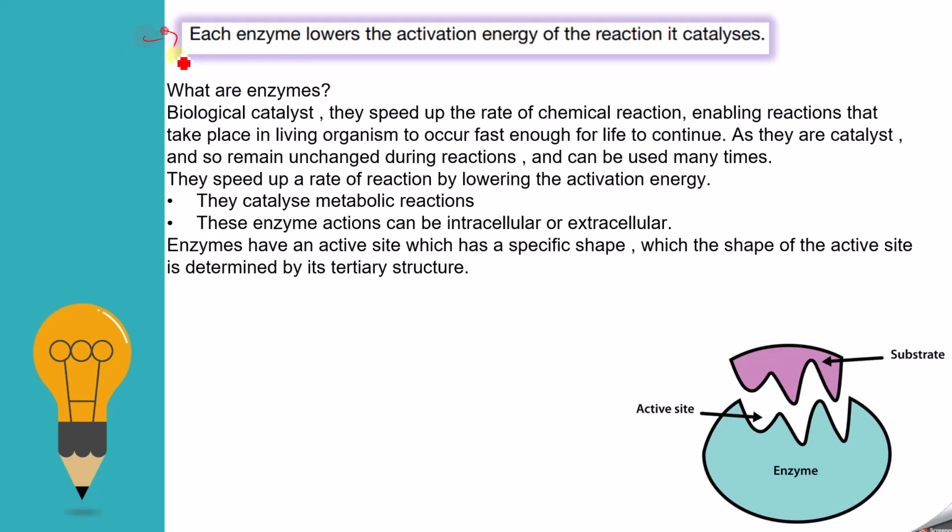So this is the first part of the specification on enzymes. Enzymes are a biological catalyst. They speed up the rate of a chemical reaction, enabling reactions that take place in a living organism to occur fast enough for life to continue. As they are a catalyst, they don't change during reactions, and they can be used as many times as you want. They speed up the rate of reaction by lowering the activation energy, the minimum amount of energy required to start a reaction.